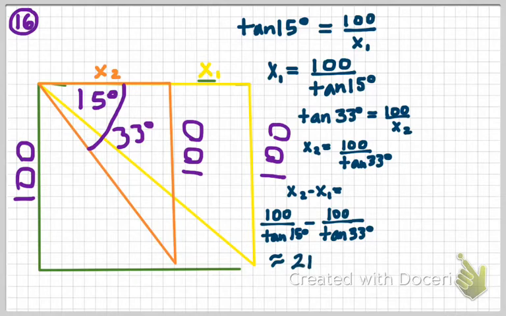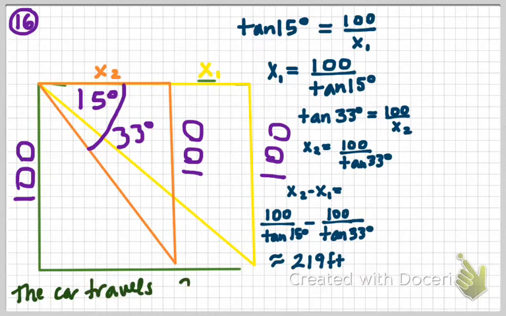So then we can approximate that to be 219 feet approximately. So if you wanted to write the final statement that I've been trying to encourage you all semester to write to verify that you've actually answered the question, you could say, the car travels 219 feet. And that will take care of that problem, and that's the end of our example videos.